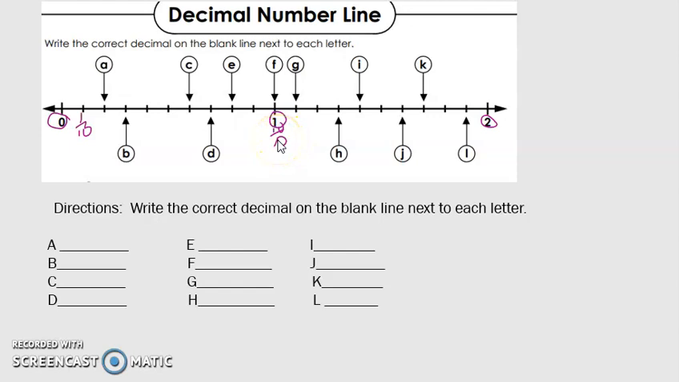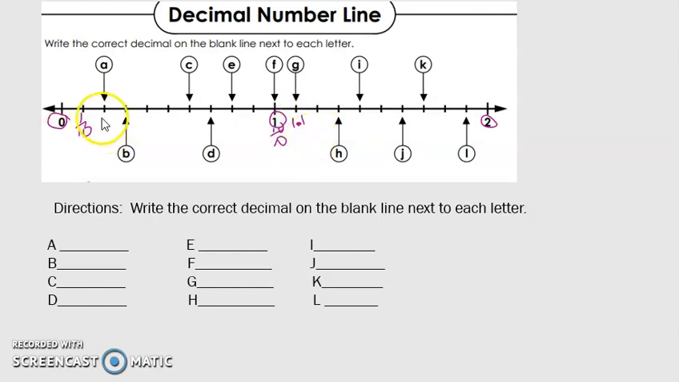Okay, now, usually we write it as a mixed number. So right here would be 1 whole and 1/10. Now we're writing it as a decimal. So 1 whole and, you put your decimal, and 1 whole and 1/10. 1 decimal 1. 1 whole and 1/10.